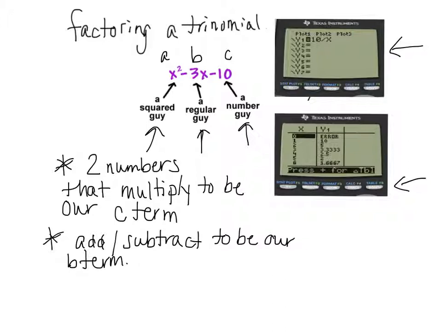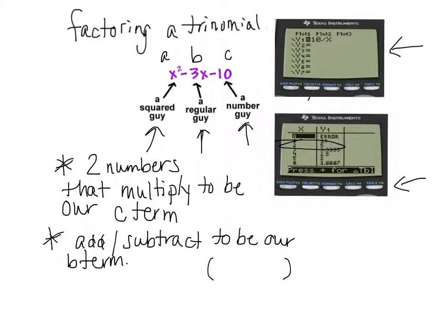So if we use 1 and 10, there's no way that we're going to get a 3 from 1 and 10. We would either add them and make an 11, or we'd subtract and get 9, or even -9. So our options have to be 5 and 2. That's the only way for us to get a 3.